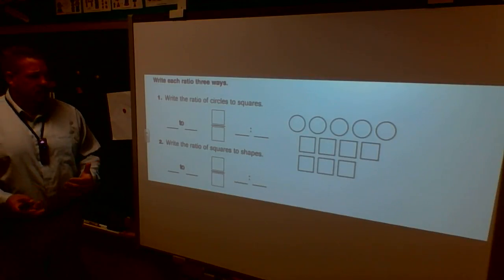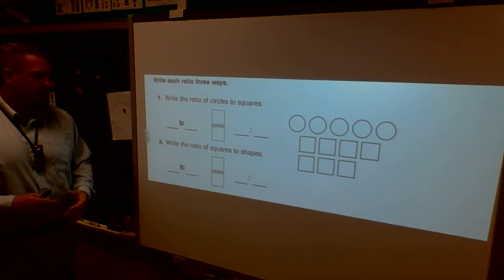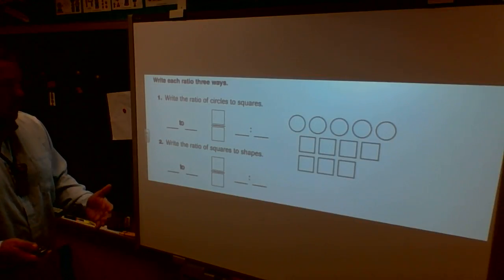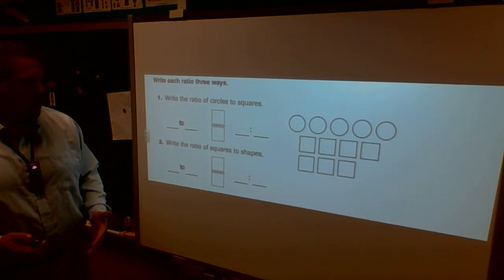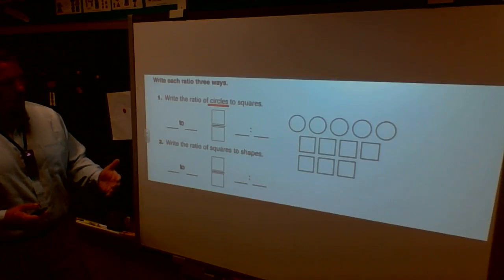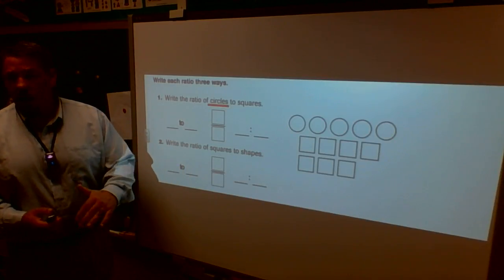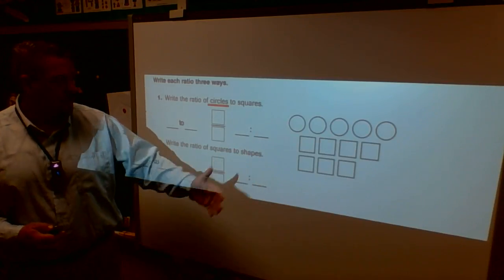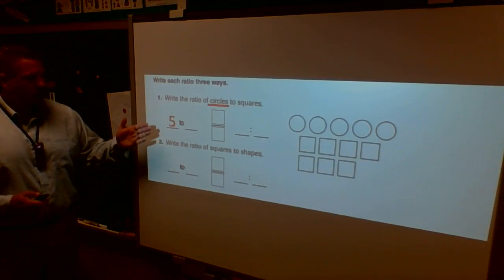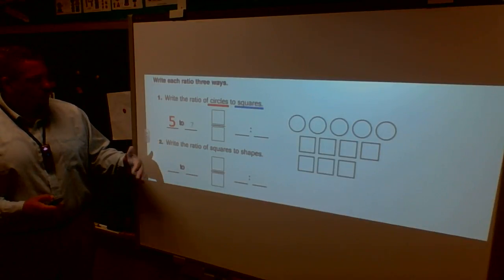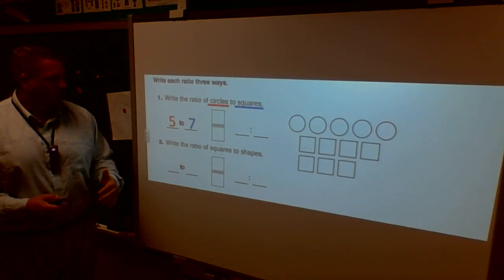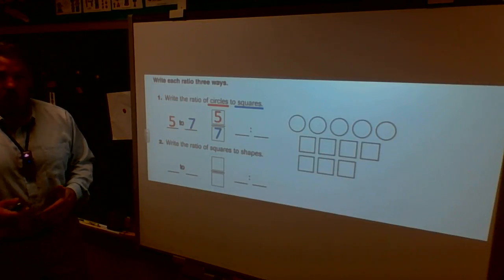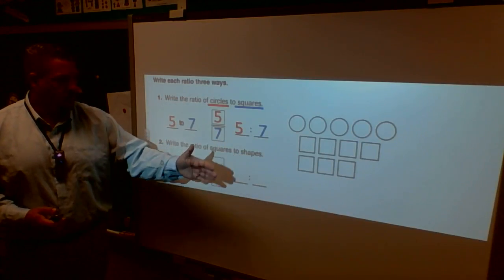So when we talk about these, we have some examples and practice problems in our book. Write the ratio of circles to squares. So I have to look and count how many circles there are. Well, there are 5 of them. And what am I comparing it to? What's the second number always going to be? It's how many squares there are. So I have 7 squares. So I'd write 5 to 7. Or I could write the fraction form, 5 over 7. Or I could use the colon, 5 to 7.